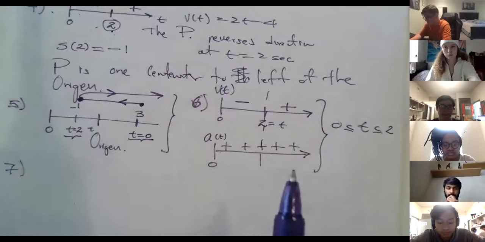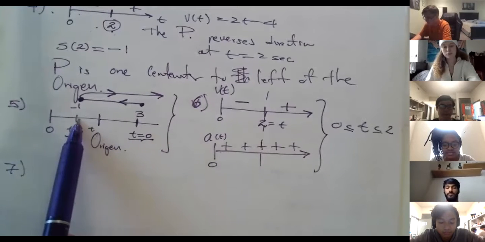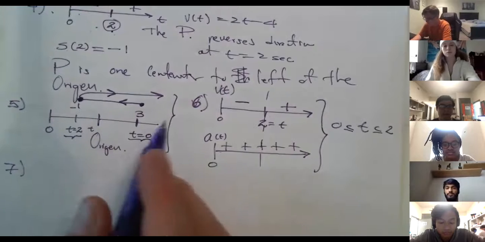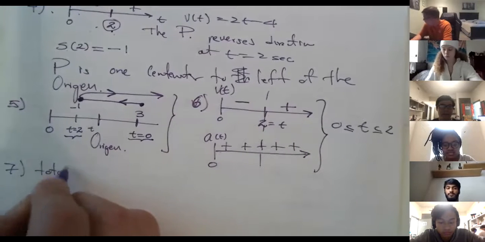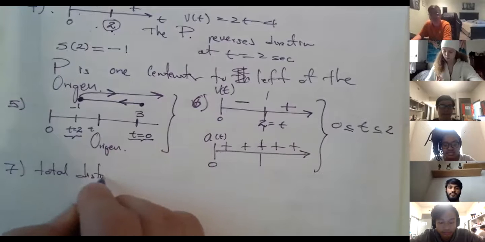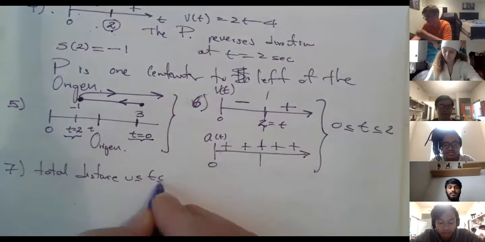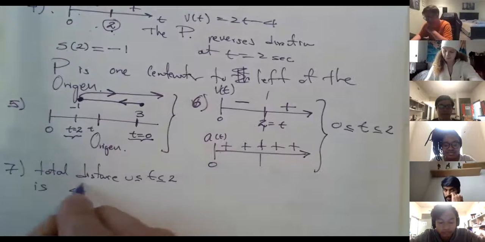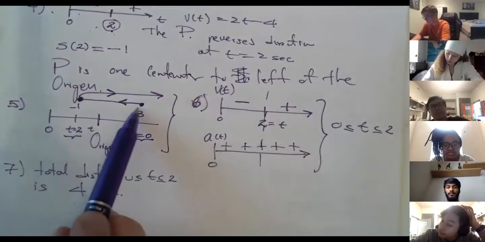Well, in this case, it's very simple. Just count the units. What's the distance from 3 to -1? 4. Exactly. So what is the total distance? So total distance from time between 0 and 2 is 4, in this case, centimeters. Okay, so notice all we can do is count the units.